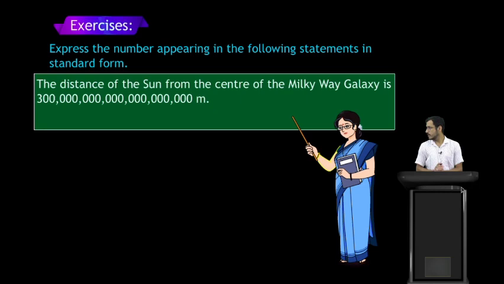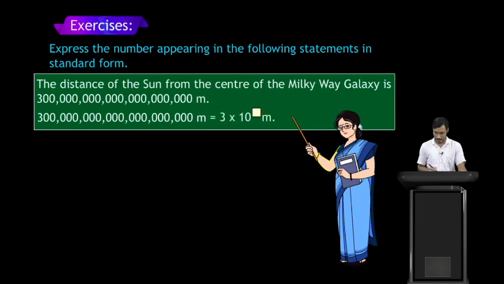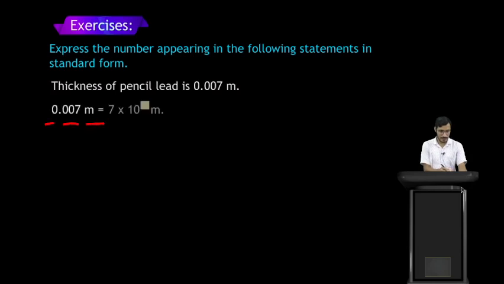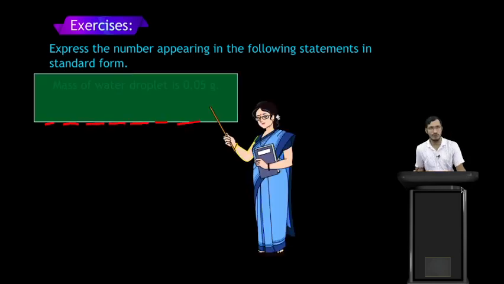The distance of the sun from the center of the Milky Way galaxy is a very large number. How can we convert it into exponential form? Count the number of zeros here, or move the decimal from right to left. So 3, 6, 9, 12, 15, 18, and so on. So 3 into 10 to the power 20 here. 2, 3, 5, 3, 8, 11, 14, 17 and 20. So 3 into 10 to the power 20 meter. That is the exponential form.